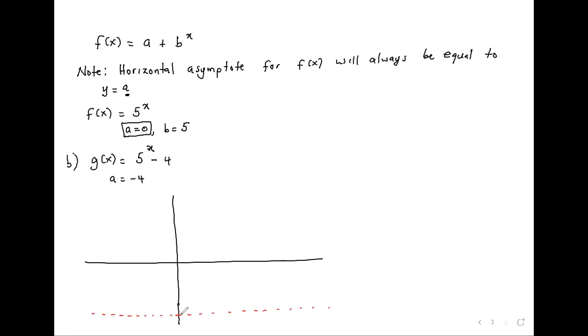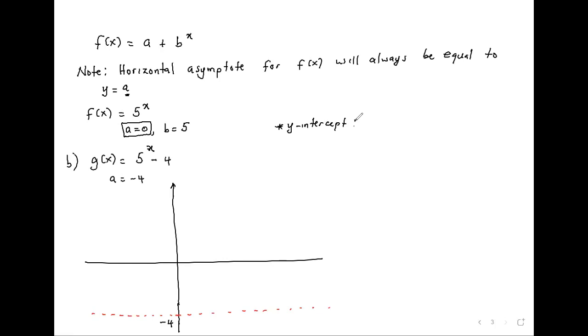So y is equal to -4, like this. And then we need two numbers now. Because the asymptote is below the x-axis, this graph is going to have intercepts. So the first intercept is the y-intercept. How do you find the y-intercept?